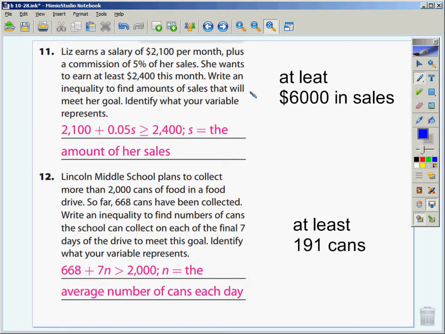There's 11 and 12. Is 6,000 less than or equal to at least 6,000? Yeah, I already was asked for 11 and 12, so I'm going to do them both. Questions? I can't. Hold on. Somebody's asking.